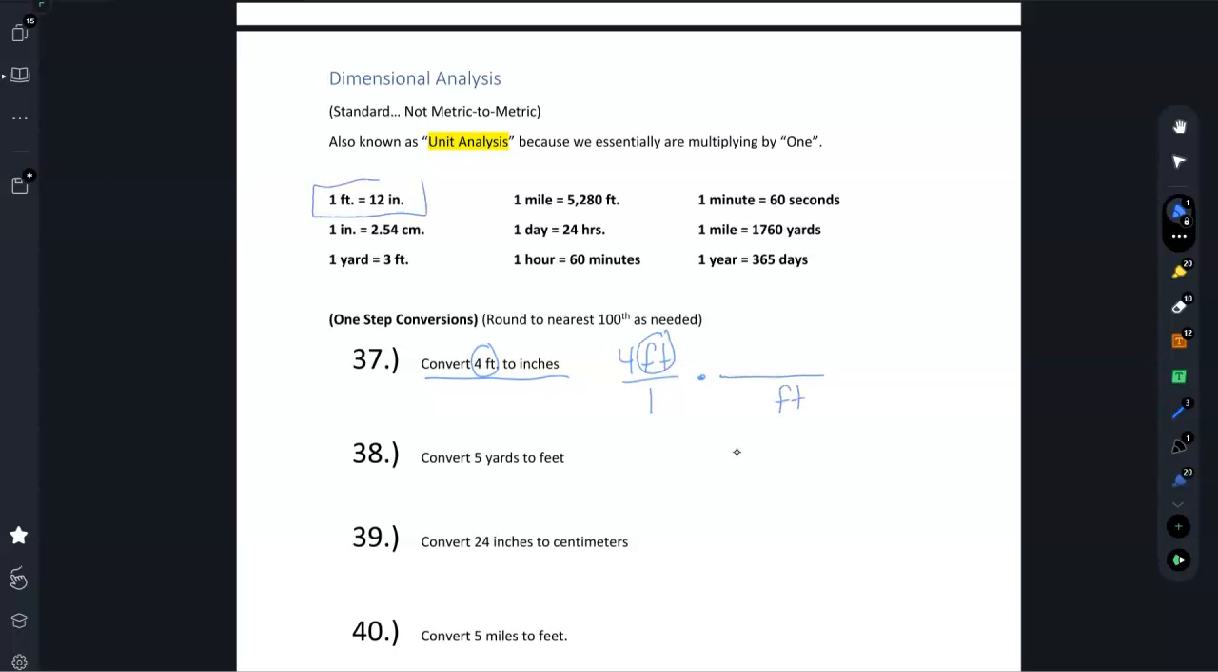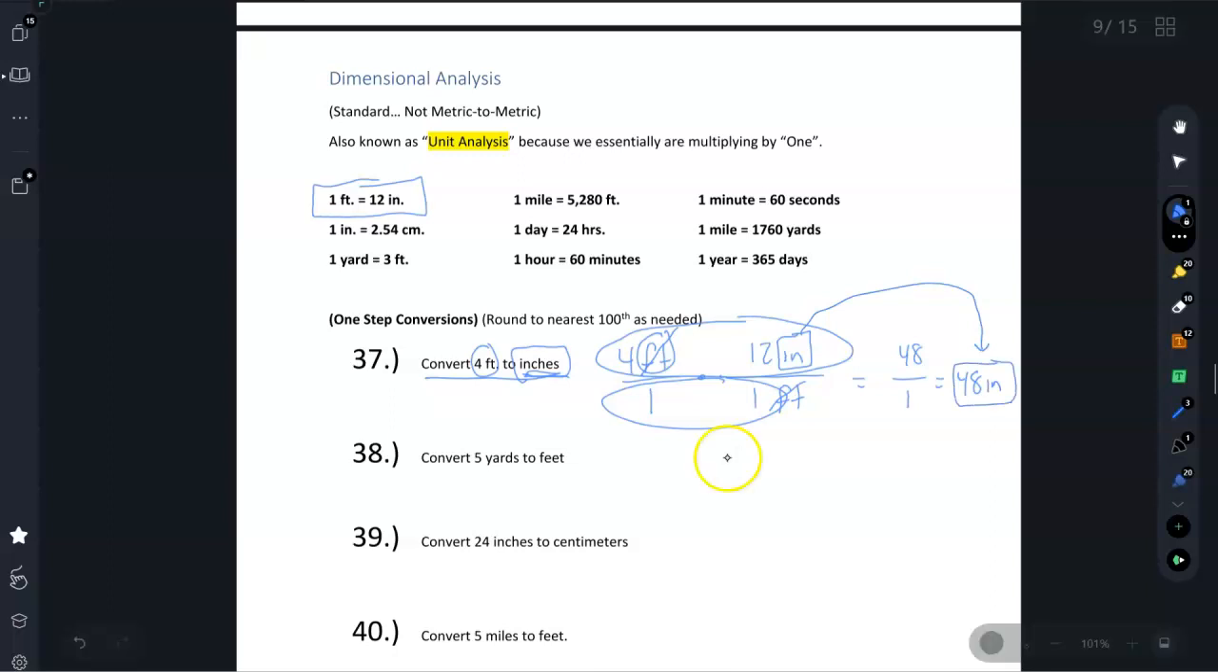And then I look up here and I see that I have this converting unit. 1 foot is 12 inches. So the word feet will cancel, and I'm happy because I have inches, and that's what I wanted. Once you get that, you multiply across the top. 4 times 12 is 48. Multiply across the bottom. 1 times 1 is 1. 48 divided by 1 is simply 48. And the unit of measure you have is inches. So that would be 48 inches.